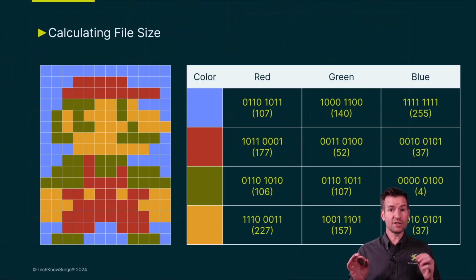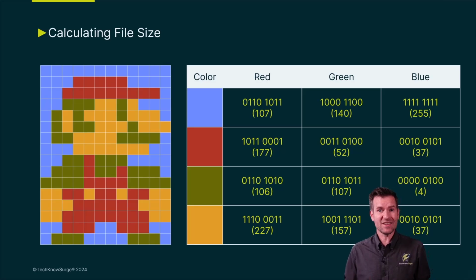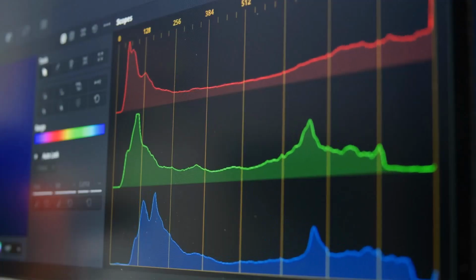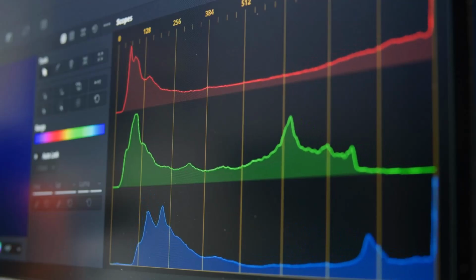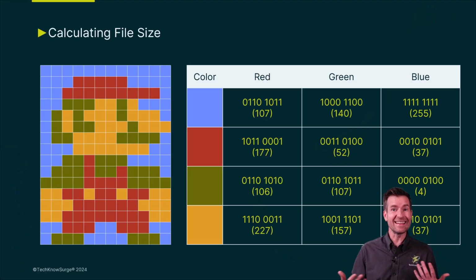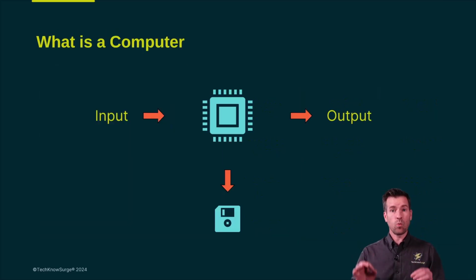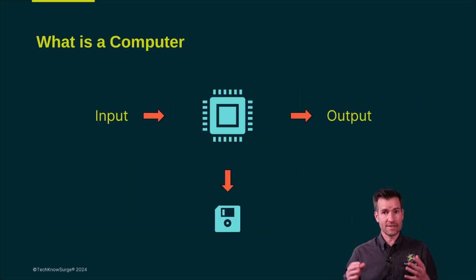Your pictures are stored in ones and zeros. Your picture is made up of different pixels, and each one of those pixels has a certain amount of red, a certain amount of green, and a certain amount of blue, all of which we store in these ones and zeros. These ones and zeros need to be stored somehow.